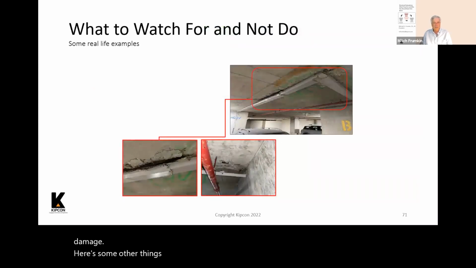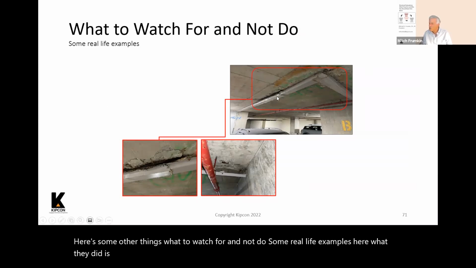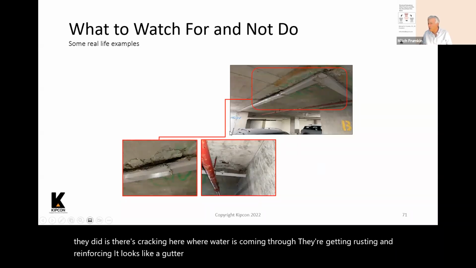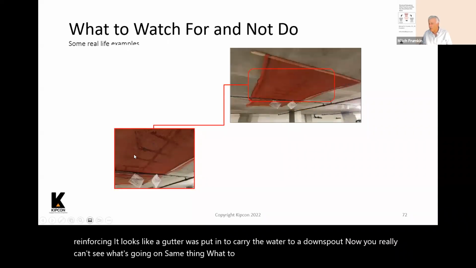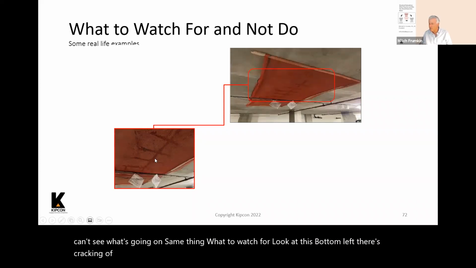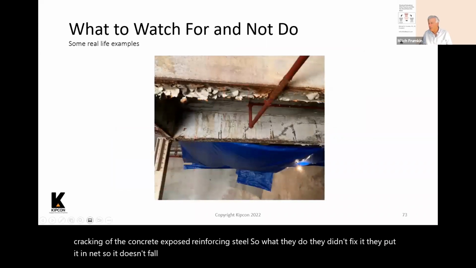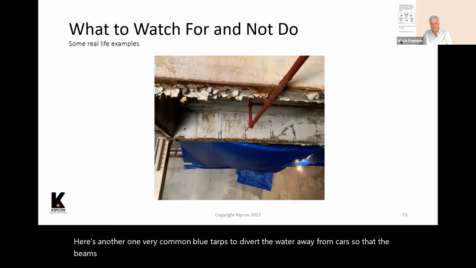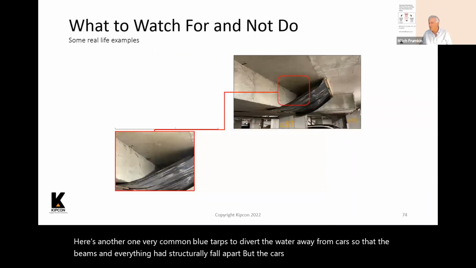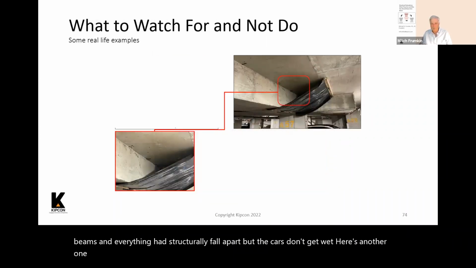Obviously, we found damage. Now, here are some other things: what to watch for and not do. Some real-life examples here. There's cracking where water's coming through. They're getting rusting in the reinforcing. It looks like a gutter was put in to carry the water to a downspout. Now you really can't see what's going on. Same thing, what to watch for. Look at this, bottom left. There's cracking of the concrete and exposed reinforcing steel. So what did they do? They didn't fix it. They put up a net so it doesn't fall on the car. Here's another one, very common. Blue tarps to divert the water away from cars so that the beams and everything can structurally fall apart, but the cars don't get wet. Here's another one, typical. Get the water away from the cars.